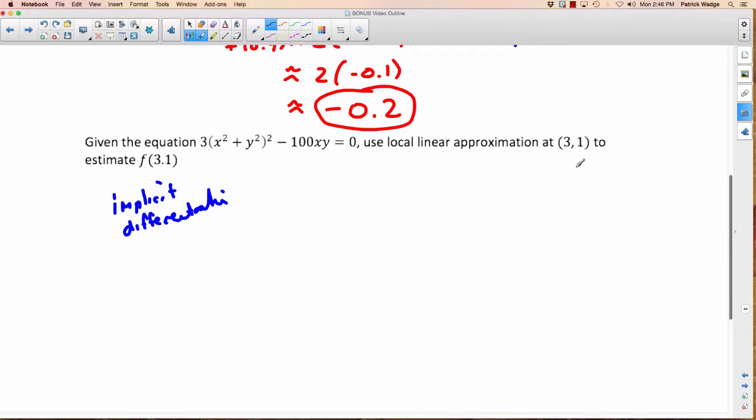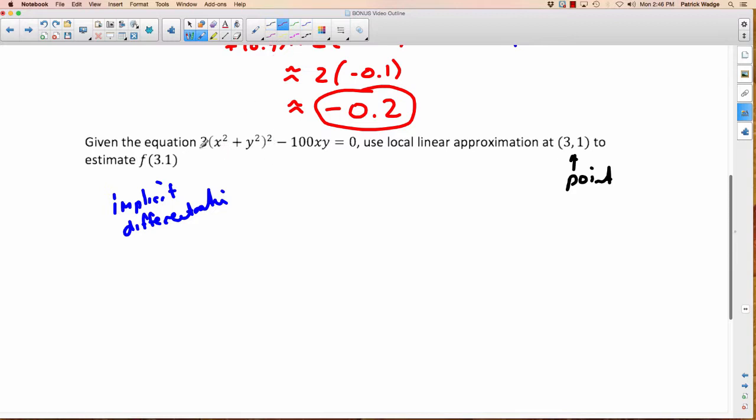Okay, so remember, we need two things. We need a point, which we already have, and we need a slope. This is how we're going to get that tangent line, like in the drawing we did before. And to get the slope, we need to get the derivative of this equation right there. And that's where the implicit differentiation comes in.